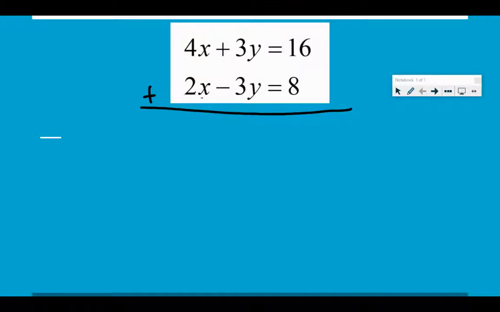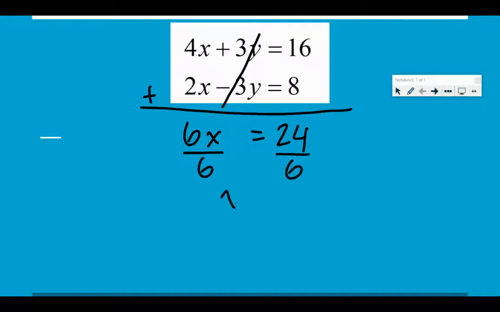4x plus 2x is 6x. Positive 3y plus negative 3y is 0. So that's what we're eliminating. 16 plus 8 is 24. So now we have one equation with one variable. All we have to do is divide both sides by 6, and we get x equals 4.